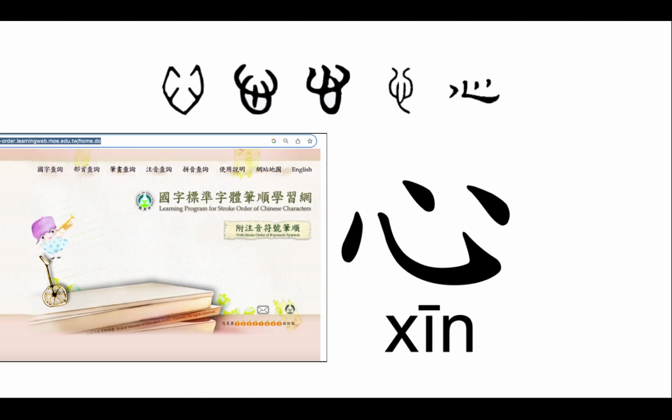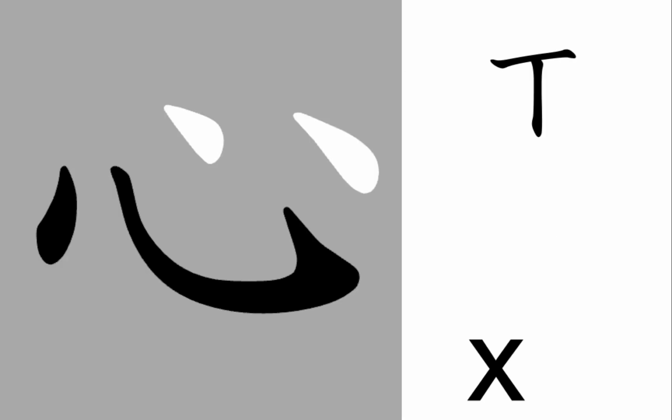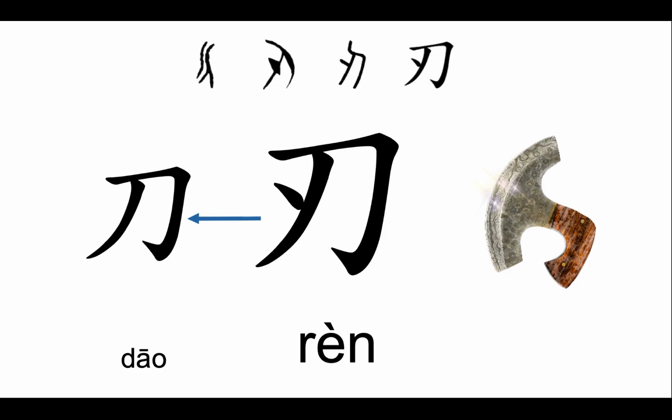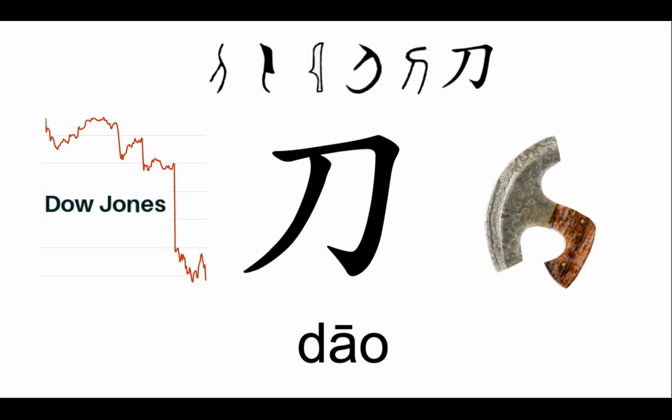Here's the stroke order and pronunciation of 心. Now, let's examine 刀, meaning knife. Its shape mirrors the knife depicted in oracle bone script. The pronunciation of 刀 is similar to Dow in Dow Jones. Imagine wielding this knife as you write the strokes, mimicking the Dow Jones Index chart's ups and downs.